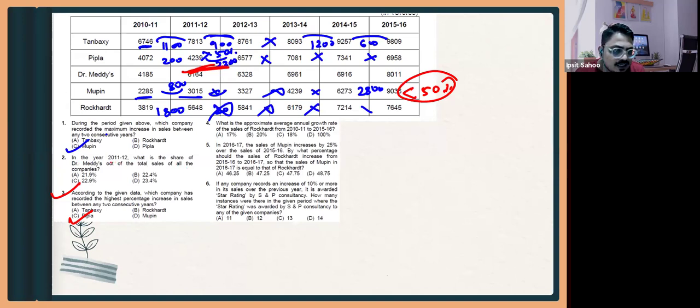in the year 2011-12, what is the share of Dr. Reddy's out of the total sale of all the companies? So in 2011-12, Dr. Reddy's was how much? Around 4100. So what you have to check is, just calculate all the total. In this case, you can use your calculator or you can still approximate with this.